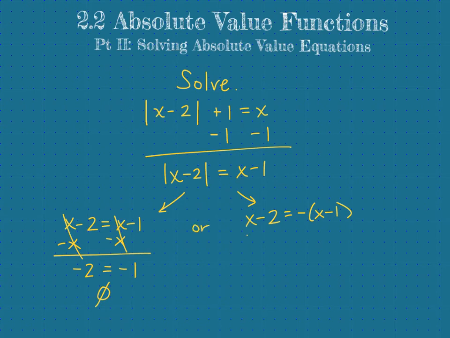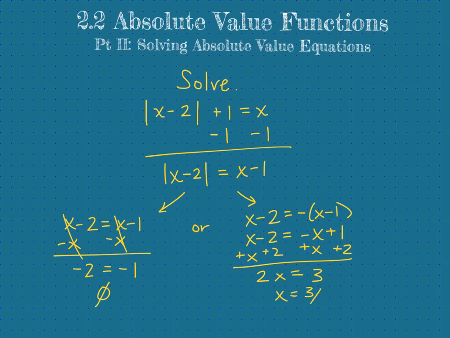Let's take a look at the right-hand side. I'll distribute the negative through. We'll have negative x plus 1. I'll add x to both sides, and then we'll add 2 to both sides to solve. So we're left with 2x on this side equals 3. Dividing both sides by 2 will give us x equals 3/2.